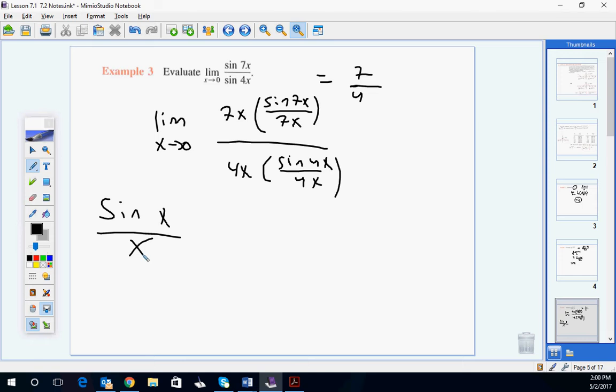Any questions on that? Okay, so now this is where things break down and get a lot easier for us. This is 1, this is 1. So now there are no more sines. I'm doing limit as x goes to 0 of 7x over 4x. You're saying, well, we still have 0 on the bottom. Not really. Those cancel, right? 7/4 is now a constant, so 7/4 is my answer.